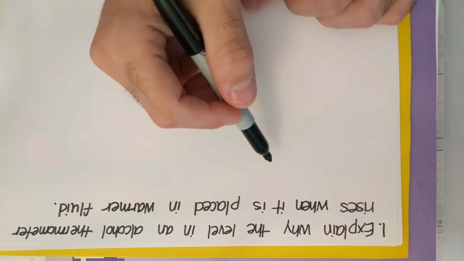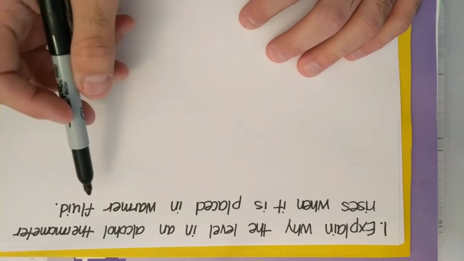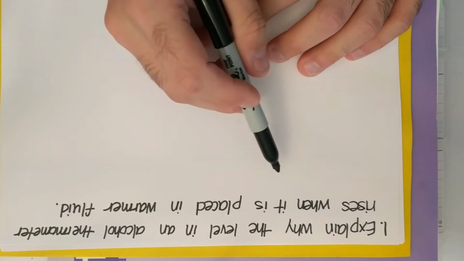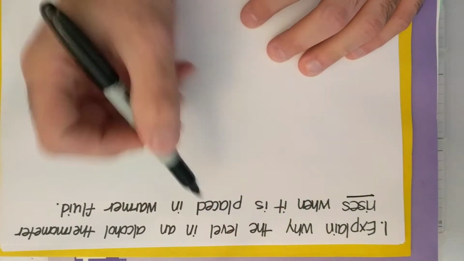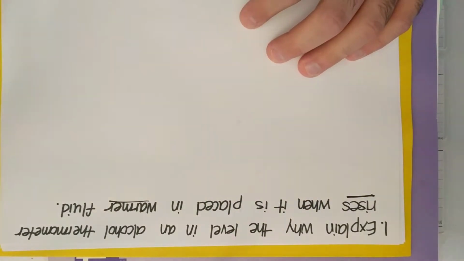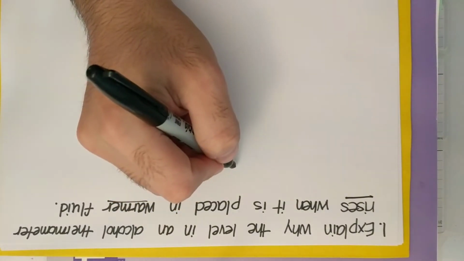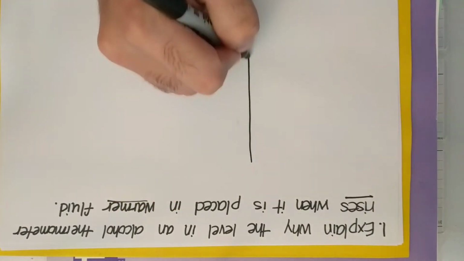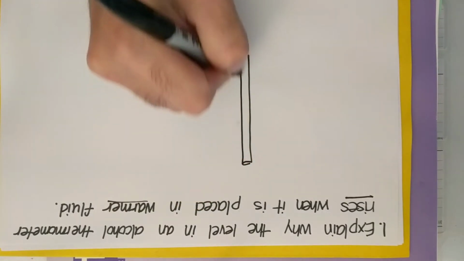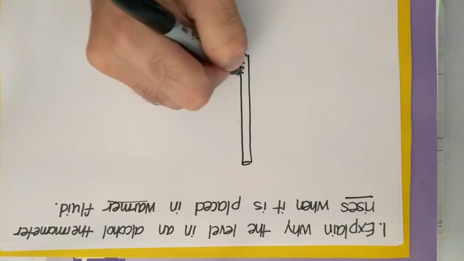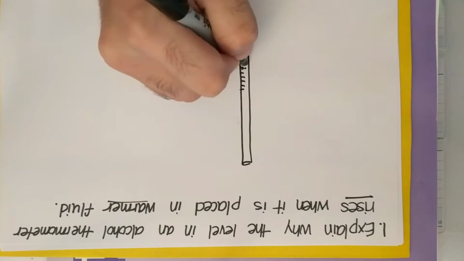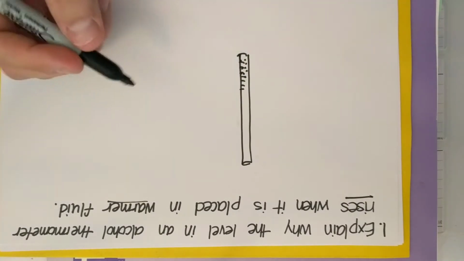So one of the first questions on your review sheet says, explain why the level in an alcohol thermometer rises when it is placed in warmer fluid. Now, I believe it said that there's a three-step process, and we're going to go through that. So let's say I'm going to draw my thermometer. I'm just going to draw it as a tube. And I have my markings on here. And I'll draw my particles in here.